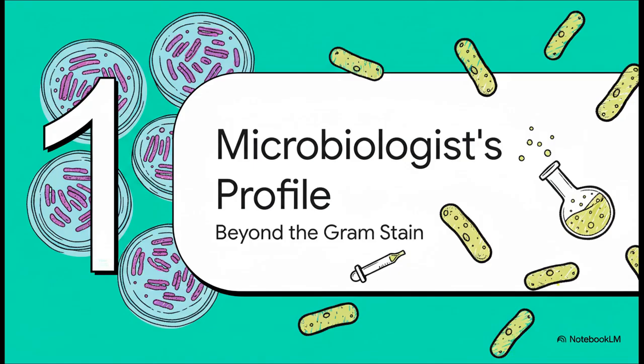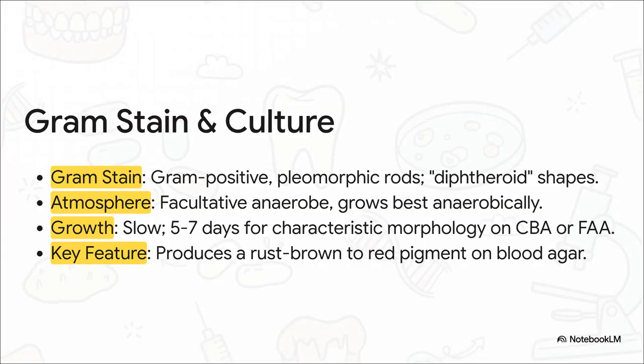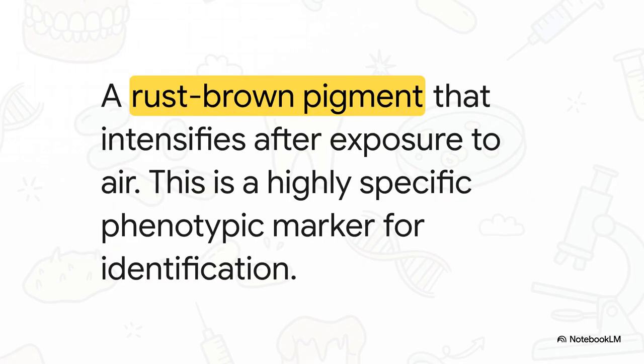What does Schaalia odontolytica actually look like, and how does it behave in the lab? So you get it under the microscope, and the first thing you'll notice is its pleomorphic nature. You're looking for those classic gram-positive rods, often in those diphtheroid or Chinese letter shapes. It's a facultative anaerobe, so it really prefers life without oxygen. And you're gonna need some patience. It's a slow grower. You're looking at 5 to 7 days before you see its most telling feature. And that feature is this fantastic rust-brown to red pigment it produces on blood agar.